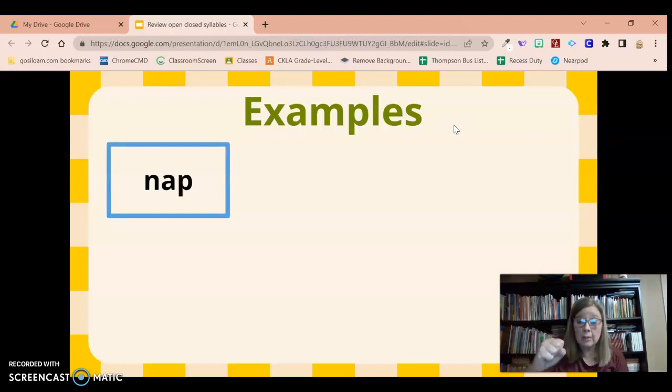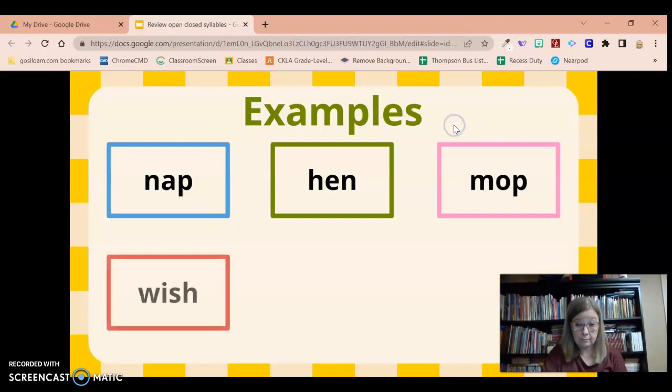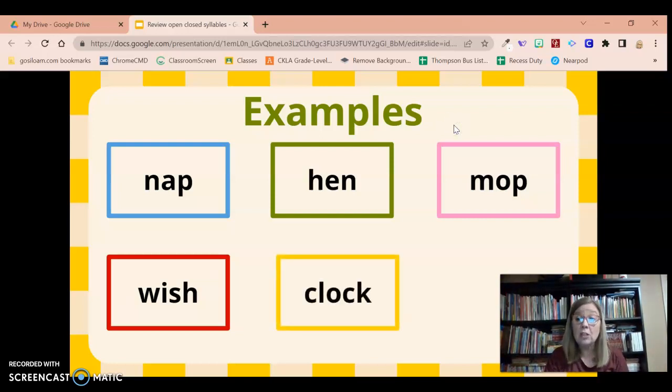That P is closing in the A, making it say a. And then we have hen. That N is closing in the E, making it say eh. Here we have mop. That P is closing in the O, making it say ah. Wish. We have a consonant digraph, SH, making one sound, sh, and that is closing in the vowel, making it say i.